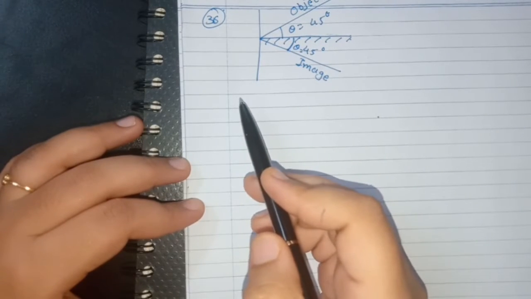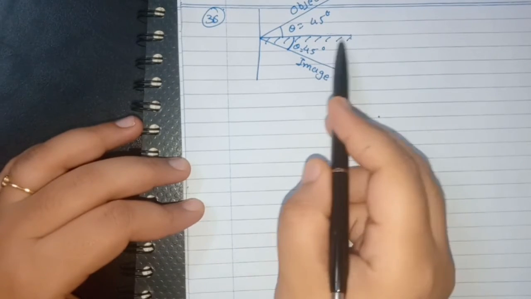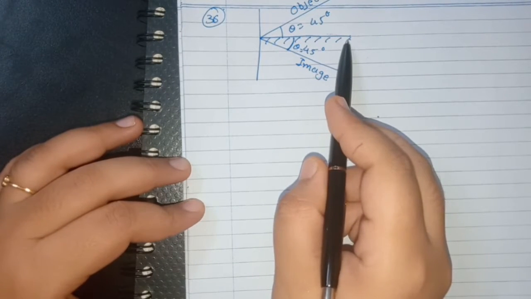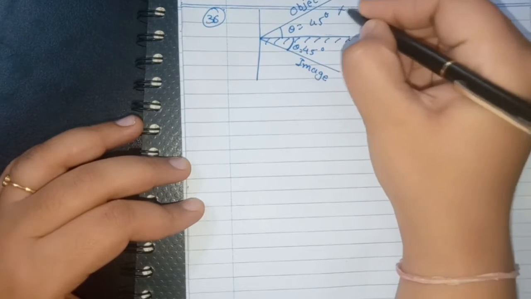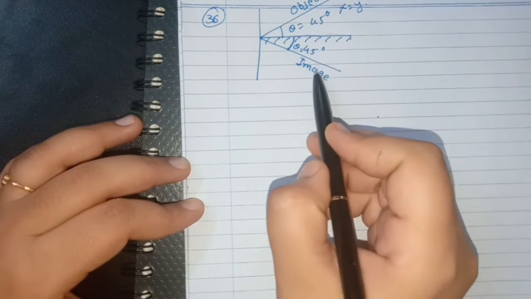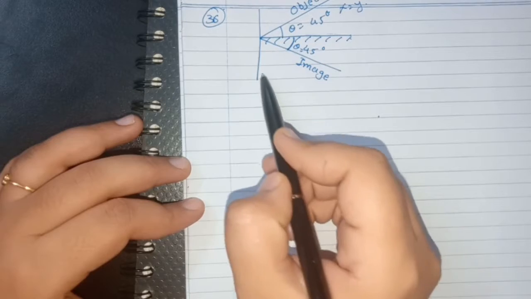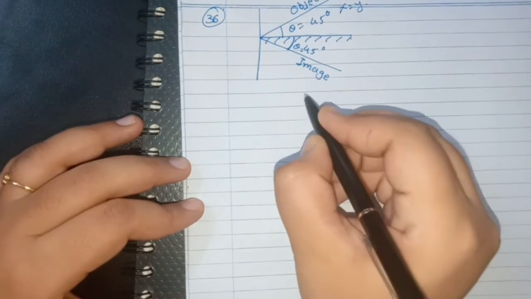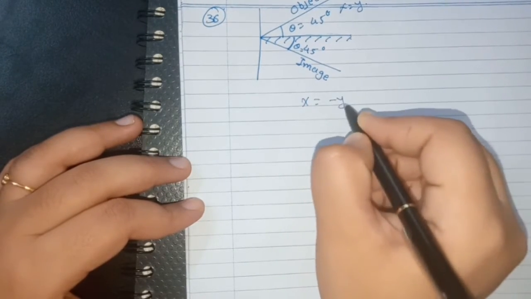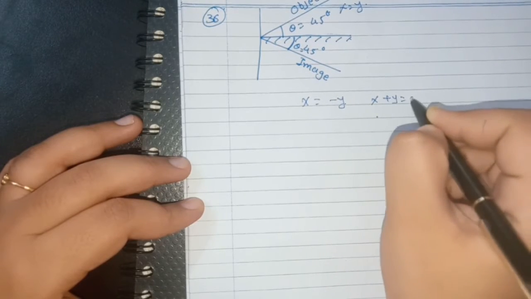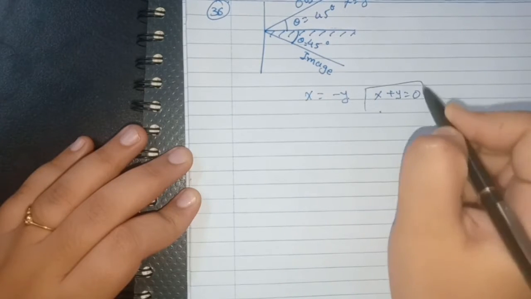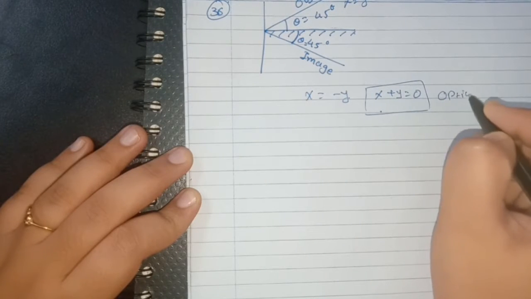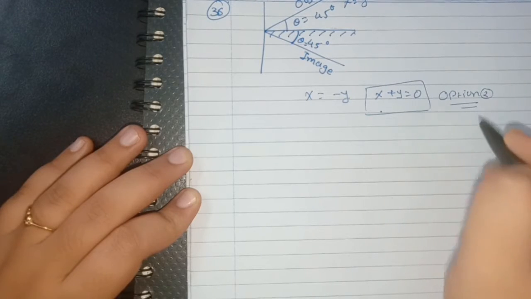In question number 36, a plane mirror is placed along the positive x-axis facing along the positive y-axis. The equation of the linear object is x equals y. We want to find the equation of its image. Here the image will be created in the fourth quadrant. The equation will be x equals minus y. So x plus y equals 0. So option 2 is the correct option.